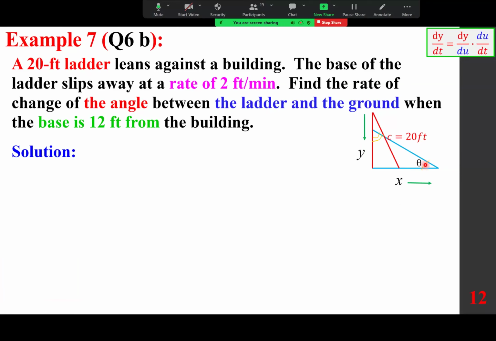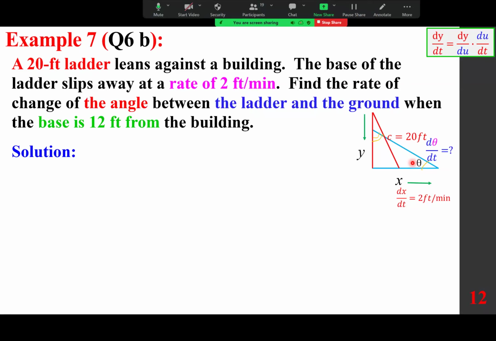However, this is the angle between the ladder and the ground. This is what we want. This is the angle between the ladder and the wall or the building. So distinguish between the two. That's why we need this one. So as it moves this way, it creates the rate dx dt equals 2 feet per minute, and theta changes, it creates d theta dt, which is missing. We are looking for it.